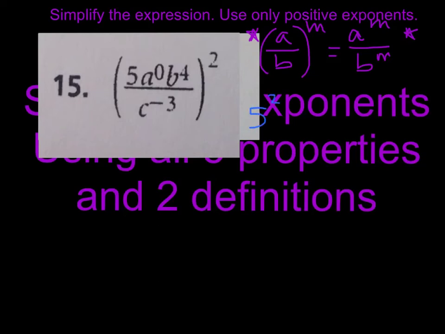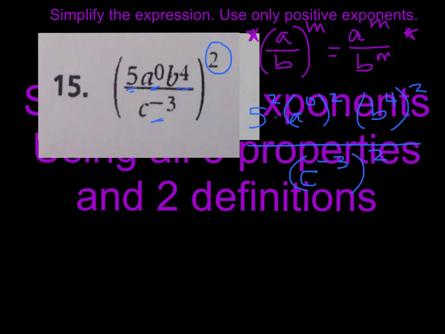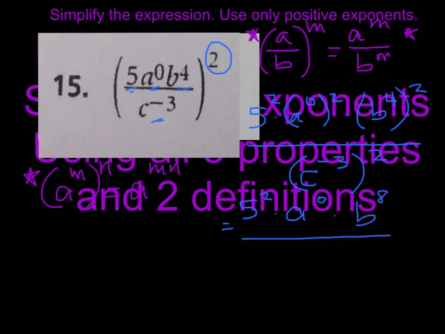This gives me 5 squared times a to the 0 squared times b to the 4th all squared, divided by, and I have that factor in the denominator, c to the negative 3rd all squared, since I'm bringing this 2 to each of those bases. Now I'm going to use the property of a power raised to a power, which gives me the product of the powers. So my first one is going to be 5 squared is going to stay, but my next one will be a to the 0, 2 times 0, times b to the 4 times 2, which is 8, divided by c to the negative 3 times 2, which is negative 6.